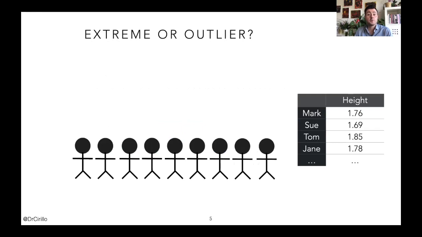Now, let's consider a very simple example. Imagine that I'm measuring the height of people in a group. On your screen, you see this little table with the height of people expressed in meters, and we have Mark, we have Sue, we have Tom, we have Jane, and so on, and we have all their heights. Now, imagine that I'm studying this data, so I want to make an analysis of this data, and I observe someone that is 2.15 meters tall. Now, is this an extreme or an outlier?